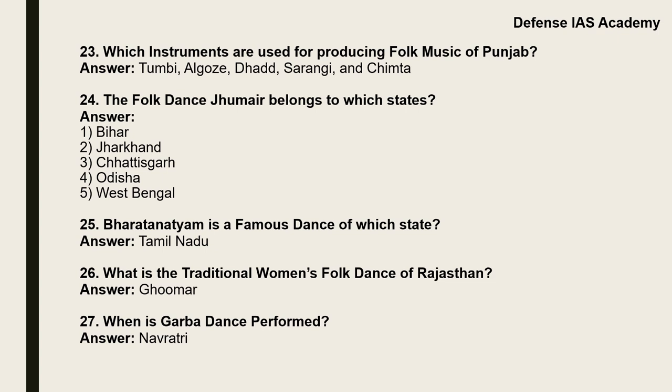The folk dance Jumair belongs to which states? The Jumair folk dance belongs to five states: Bihar, Jharkhand, Chhattisgarh, Odisha and West Bengal. So the same folk dance is found in five states. Next question, Bharatanatyam is a famous dance of which state? Answer is Tamil Nadu. Next question, what is the traditional women's folk dance of Rajasthan? Answer is Ghumar. Now, when is Garba dance performed? Answer is Navaratri. Garba is performed in the Navaratri season.